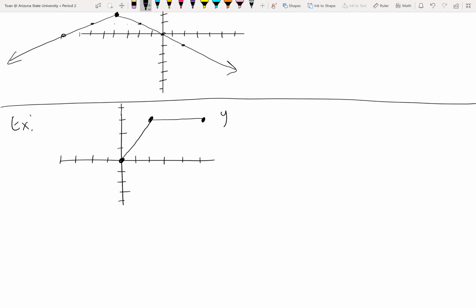So I tell you, this is the graph of y equals f of x. So that is our original picture. Here's the actual question.